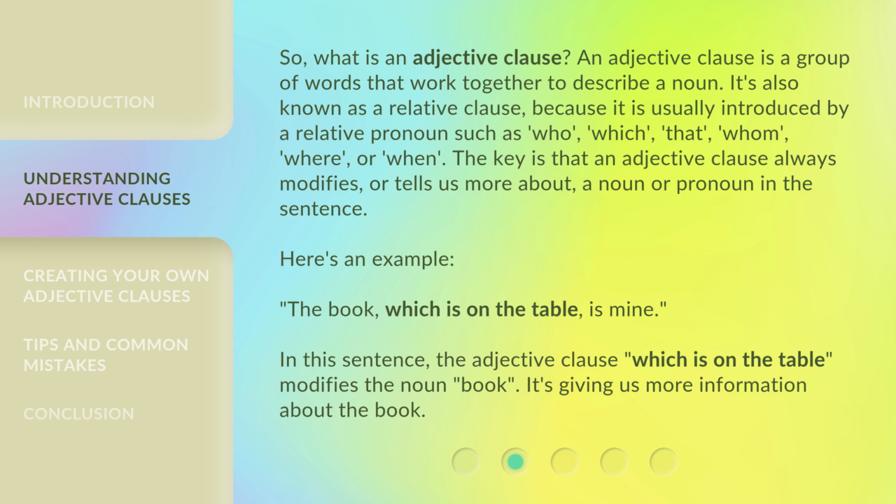The key is that an adjective clause always modifies, or tells us more about, a noun or pronoun in the sentence. Here's an example. The book, which is on the table, is mine. In this sentence, the adjective clause, which is on the table, modifies the noun, book. It's giving us more information about the book.